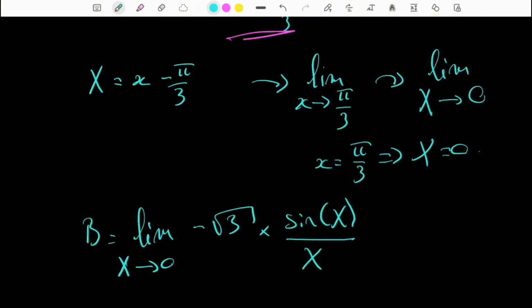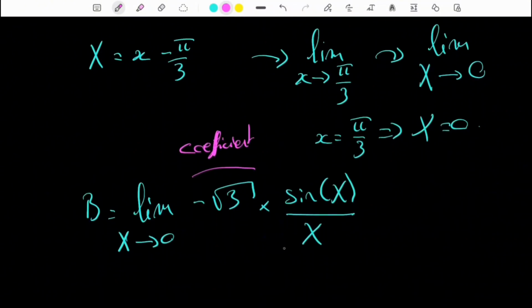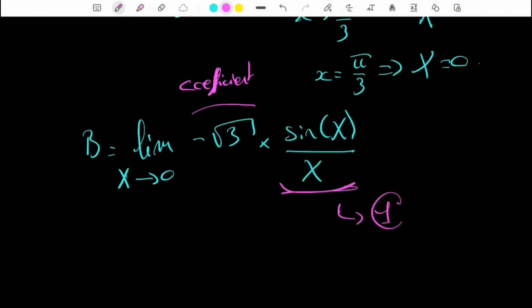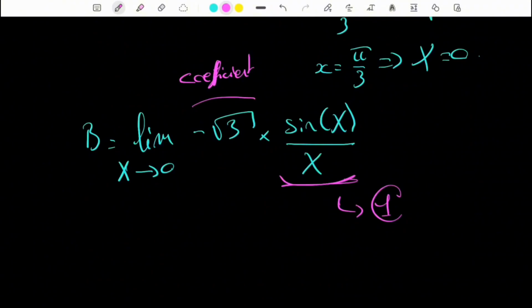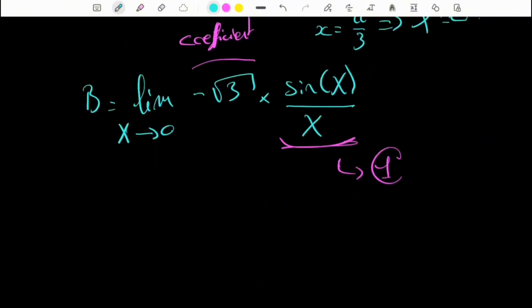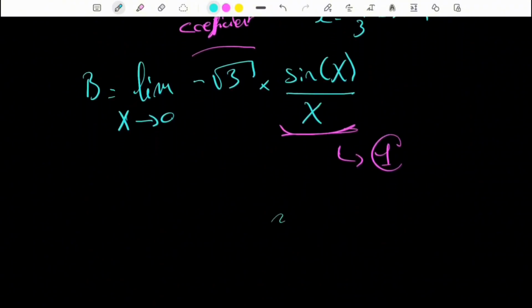This is simply a coefficient. Okay, so easy. But this, we know it, will tend to 1. So this is something you should know. I can explain it very quickly.